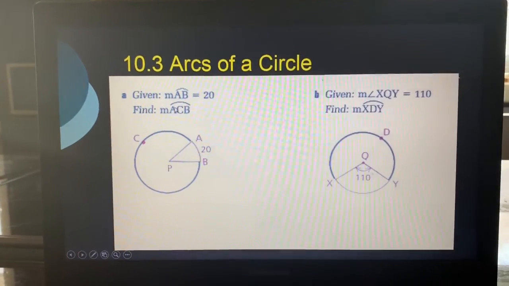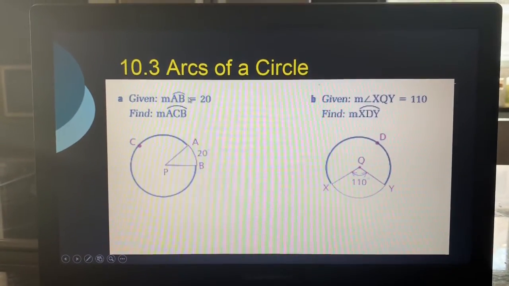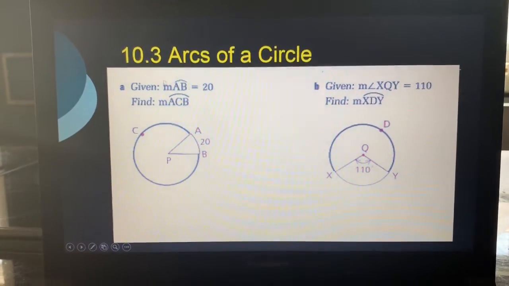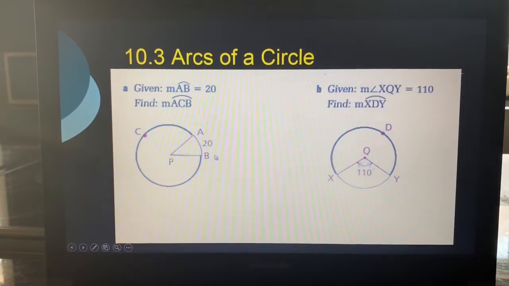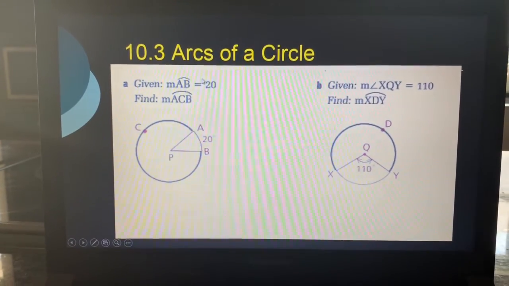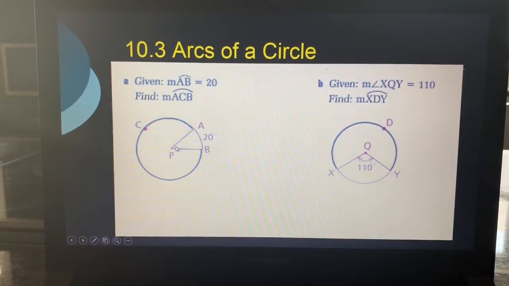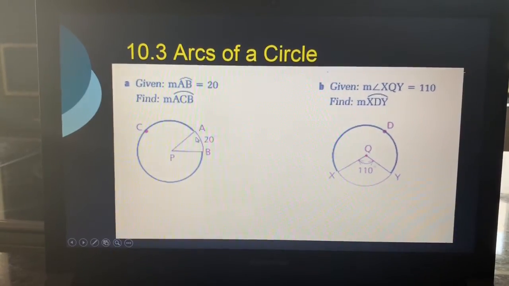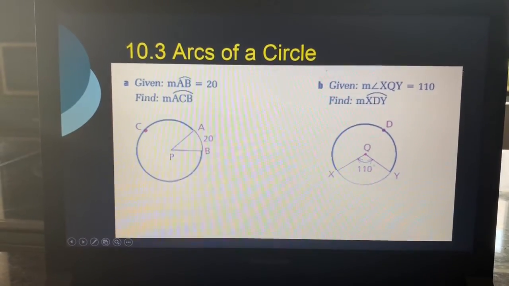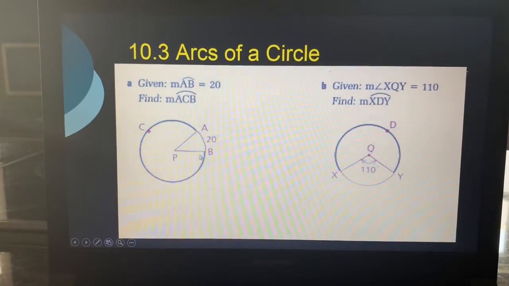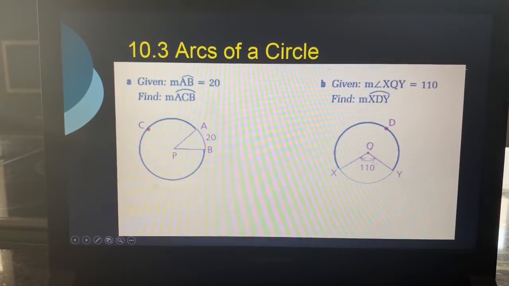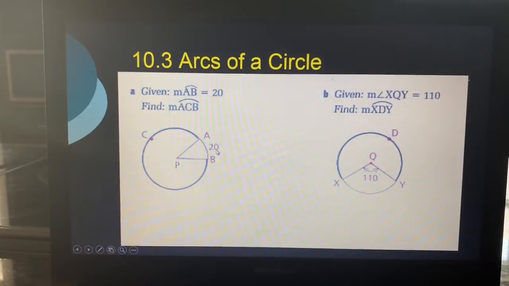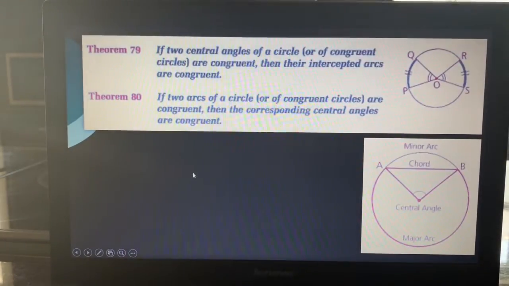Let's talk about these example problems here. This is how you write an arc: you draw a curved line above 2 points or 2 letters. The measure of AB is 20 degrees. What does that mean? Well, it means the central angle is 20 degrees. But what do we have to find? We have to find ACB. They're talking about the major arc, right? Well, if the total degrees in a circle is 360, then can't we just subtract 20 from 360 to get what this arc is?